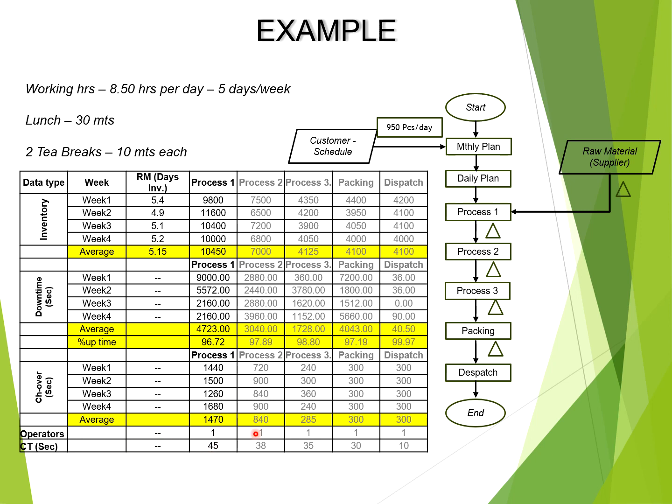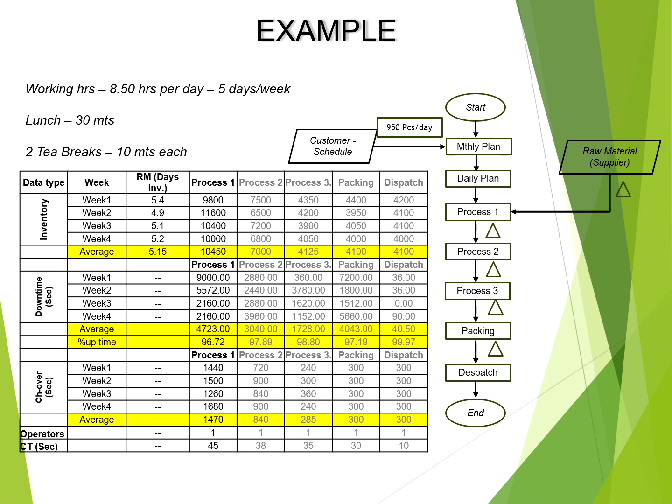There is only one operator in one process, and the cycle time for process 1 is 45 seconds. So I have taken data only for process 1. Remaining process data is also available here, but I have just not highlighted it. I just explained in process 1. Same way it has to be done for process 2, process 3, packing and dispatch.